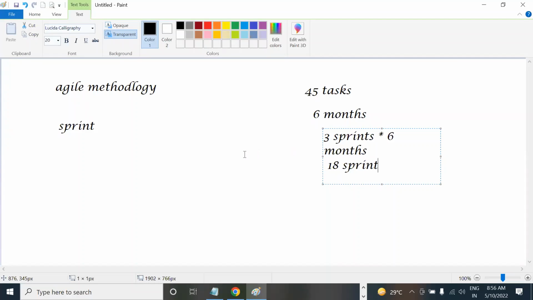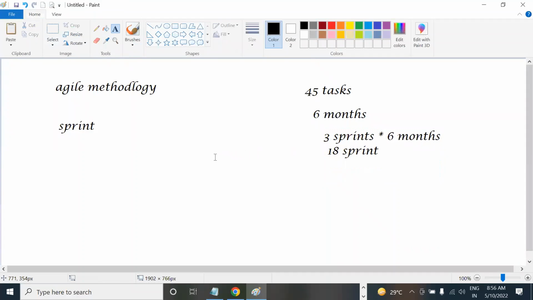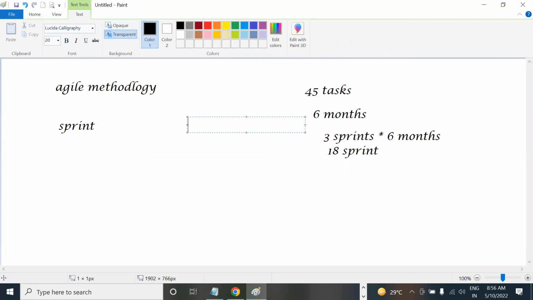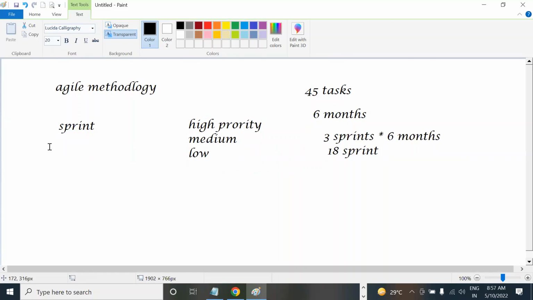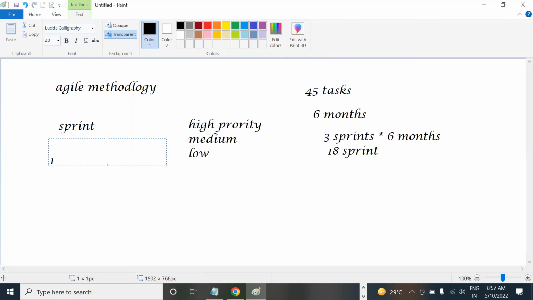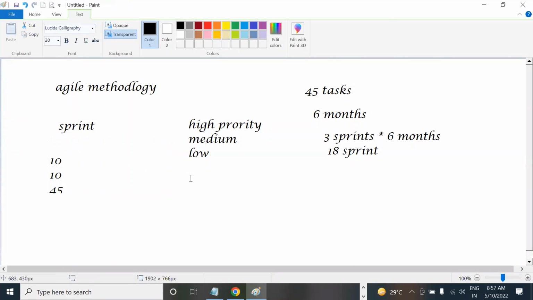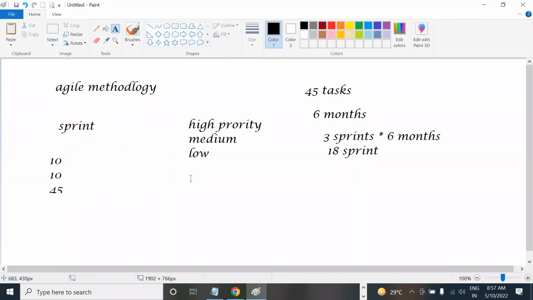Any doubts still here? Okay, clear? What they will do now, in these 18 sprints, they will divide these 45 tasks into some categories. The first one is high priority, the second one is medium, and the third one is low priority. In high priority we got 10, medium we got 10, and in low we got 25. Got it? They will divide it like this.